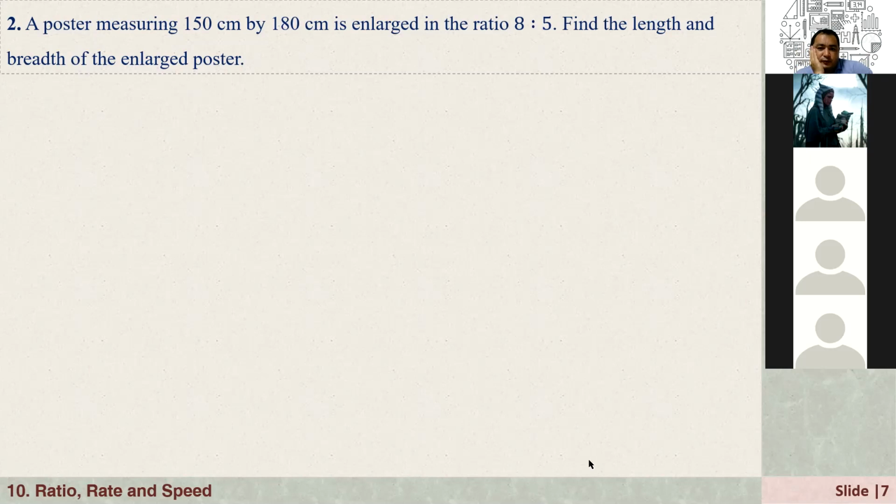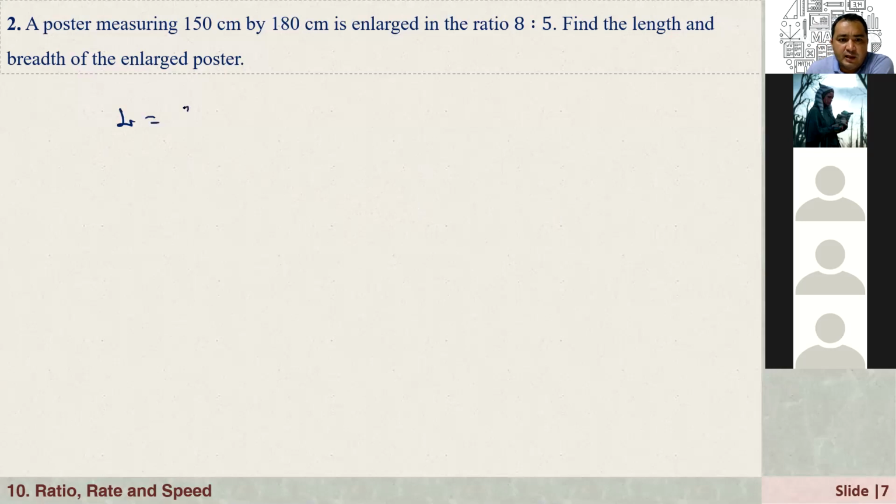Time is up. Only Ilknur and Selin got the answer, but both of you answered the same, and both of your answers are wrong. One part is correct, length, okay, but breadth, why 200 centimeters? Here, a poster measuring 150 centimeters by 100 centimeters is enlarged in the ratio 8:5. Find the length and breadth of the enlarged poster.